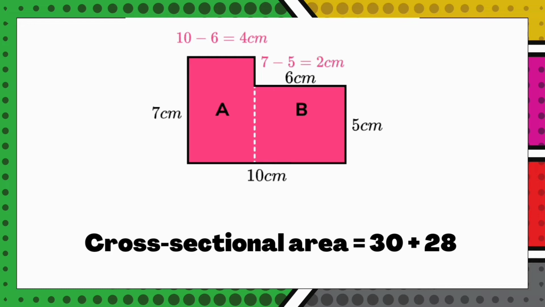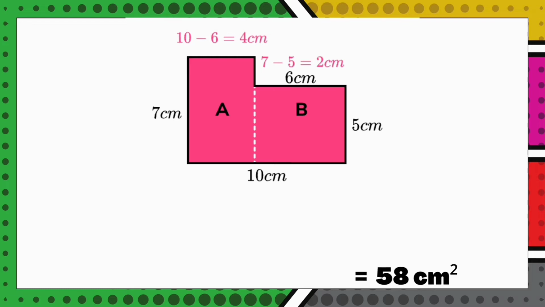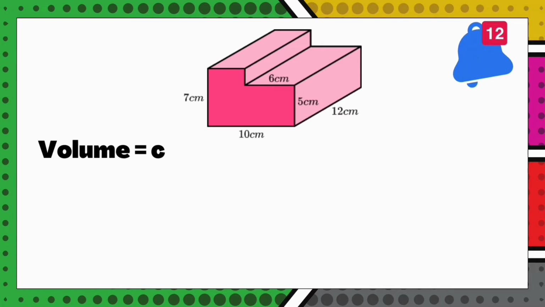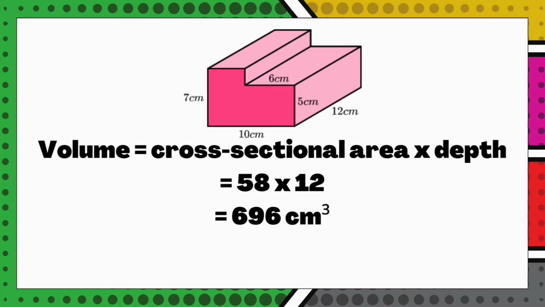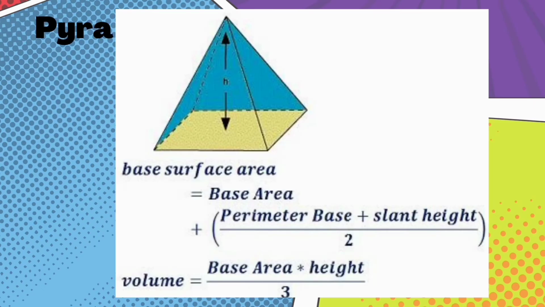58 centimeters squared. So the volume of this prism will be the area of the cross section times the depth of the prism, which will be equal to 58 times 12, which is equal to 696 centimeters cubed. The next shape we'll be looking at is the pyramid.